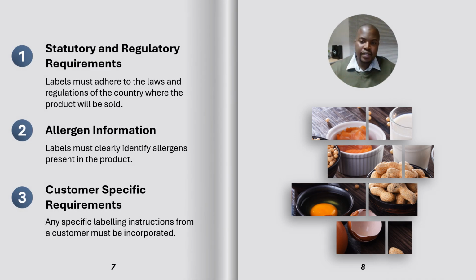To summarize, you must ensure that you comply with statutory and regulatory requirements. Labels must adhere to the laws and regulations of the country where you want to sell your product. Allergen information must be included, and you must know exactly what is required for each country you are exporting your product to, and ensure that you incorporate the customer-specific requirements they require you to include as part of your product label.